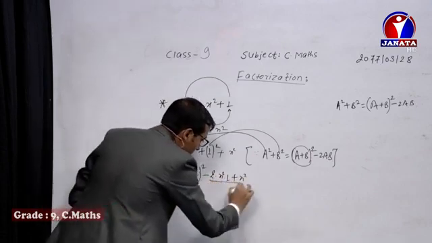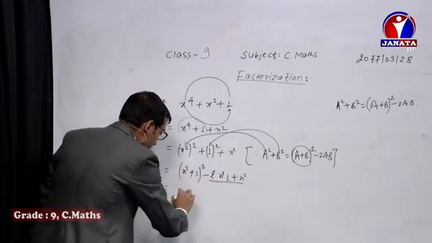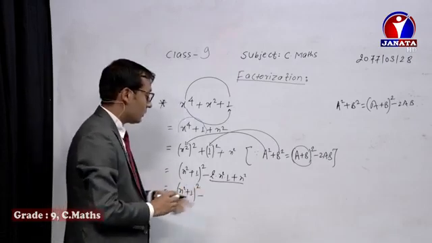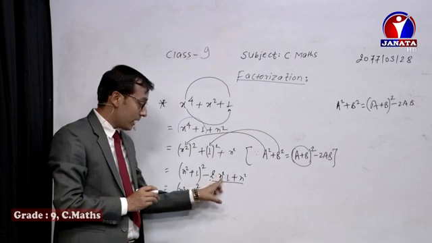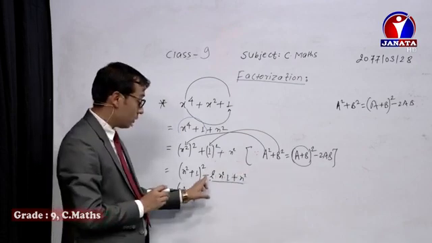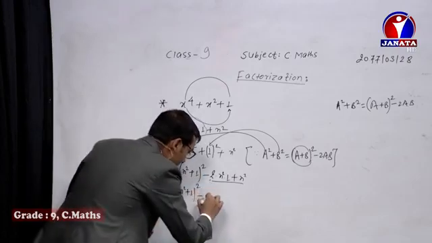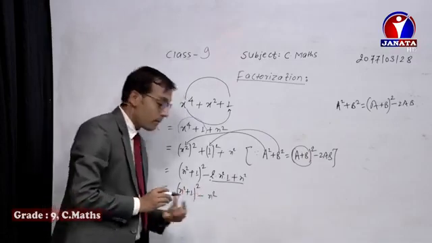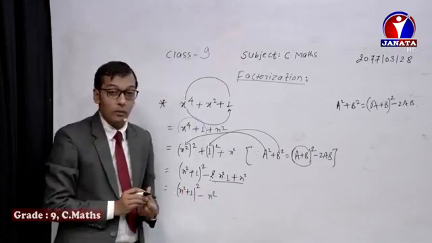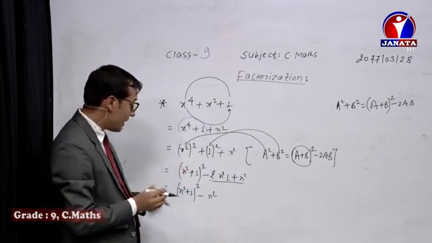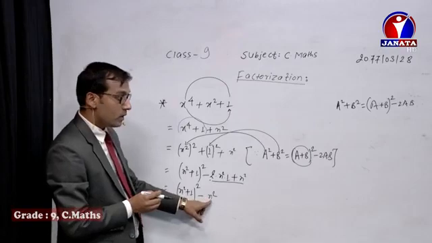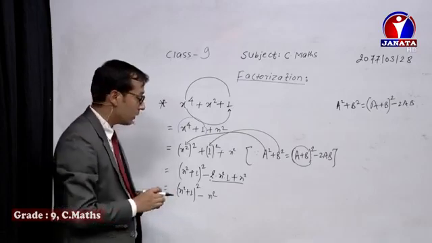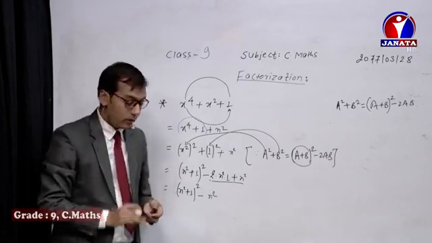Now we can subtract these two terms. The first bracketed term is the same. So x square plus 1 whole square minus 2 times x square times 1. This is 2x square, so minus 2x square plus x square is negative x square. Again, this is in the form of a square minus b square. So a is x square plus 1 and b is x.